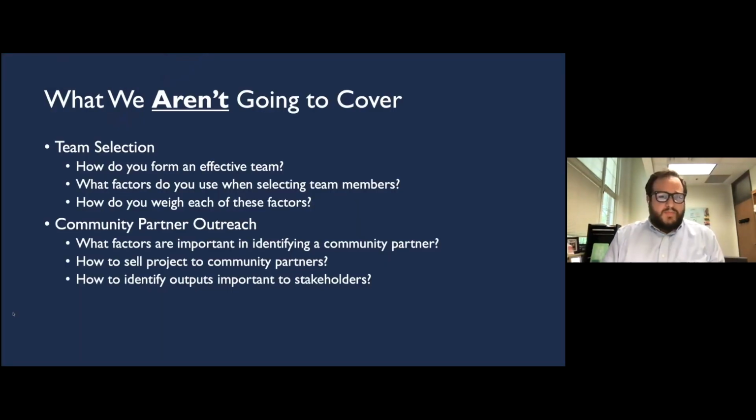And so what we aren't going to cover today is team selection, right? So how do you form an effective team? What factors do you use when selecting team members? How do you weigh each of these factors? There's a whole science on this, and we're assuming at this point you may already have your team assembled. Nor will we cover community partner outreach. So what factors are important in identifying a community partner, how to sell a project to a community partner, and what to identify, like what outputs are important to those community partners or stakeholders.